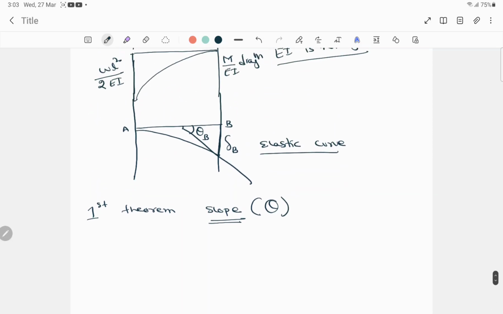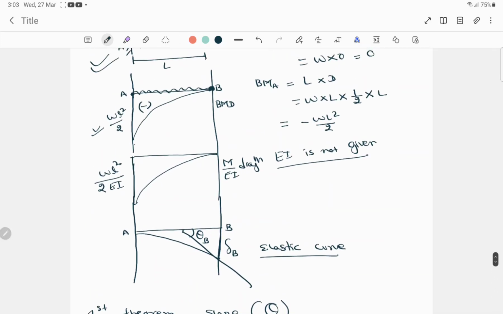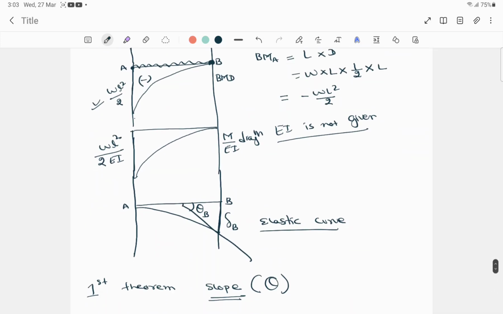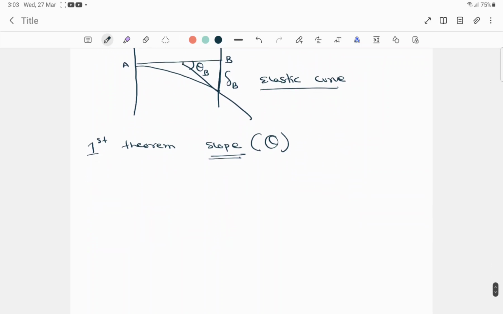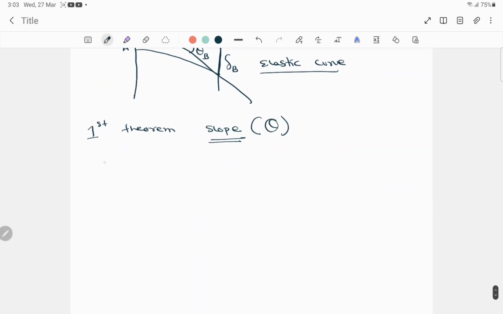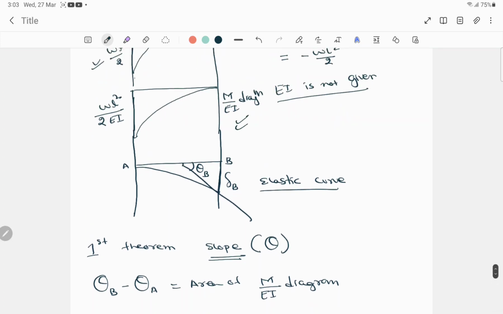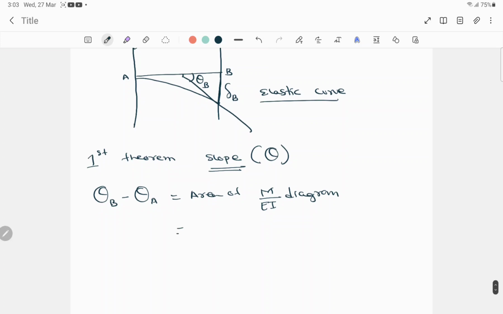Now here we have to find the slope from B to A. If we go with B to A, then how do we write it? Slope at B minus slope at A is equal to the area of the M by EI diagram. So this is the formula for finding the slope. The M by EI diagram is this one, and it's always with a negative sign. So, the area of the M by EI diagram.